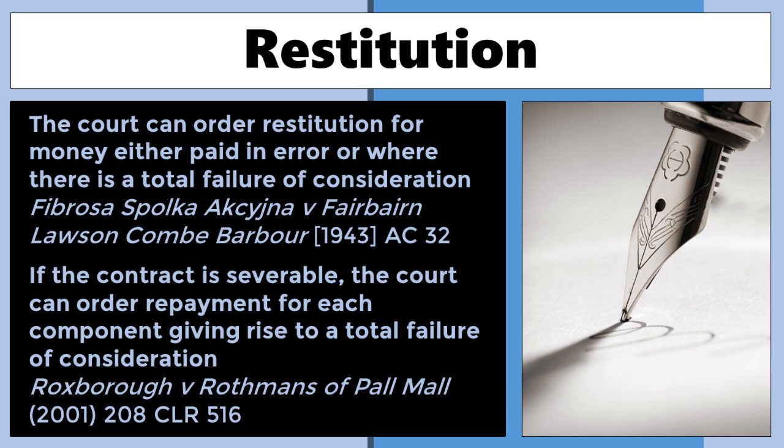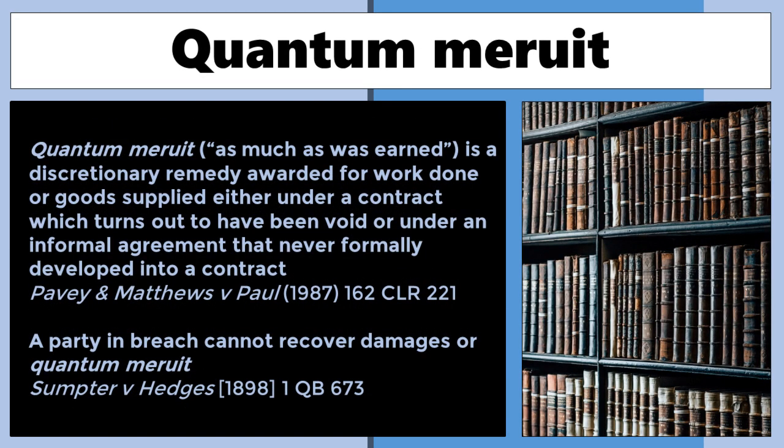Quantum meruit is a doctrine. I think it's in equity as well. Not sure. I have to check that. Either way. Oh, no, it's discretionary. It is in equity, yes. It's for where you've done work, and it turns out that there wasn't a contract. Both sides thought there was a contract, but there wasn't. That can either be because we've started negotiations, one side started working, and then the actual formal contract never actually happened. Or it can happen where one side works.